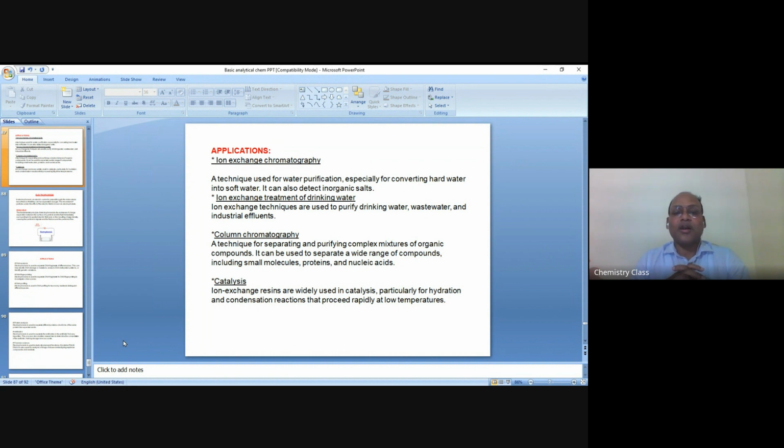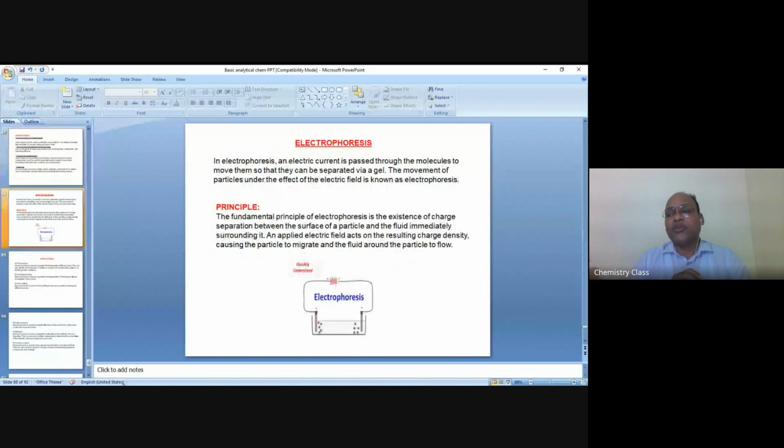Column chromatography is a technique for separating and purifying complex mixtures of organic compounds. It can be used to separate a wide range of compounds, including small molecules, proteins, and nucleic acids. Catalysis: ion exchange reagents are widely used in catalysis, particularly for hydration and condensation reactions that proceed rapidly at low temperature. Okay. Next, electrophoresis, which actually involves an electric field.